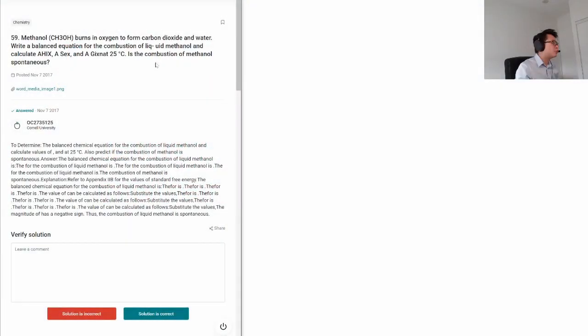Question. Methanol is going to burn in oxygen to form carbon dioxide and water. Write a balanced equation for the combustion of the liquid methanol and calculate... I believe we have some typo over here, and actually we are going to ask for the delta H of the reaction, delta S of the reaction, and also delta G of the reaction at 25 degrees Celsius.